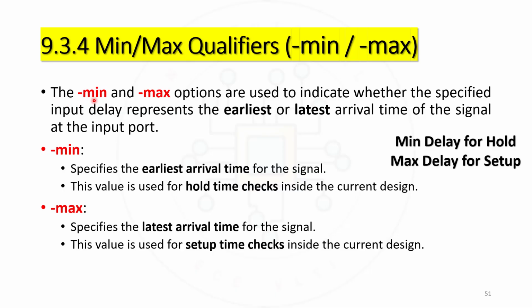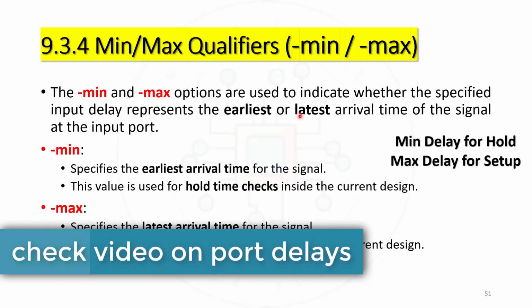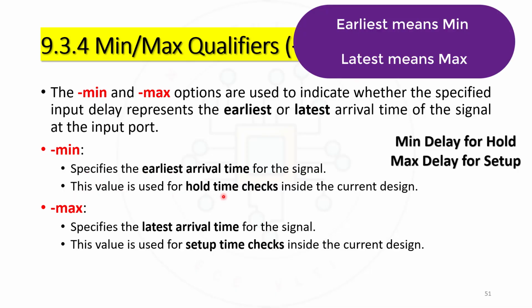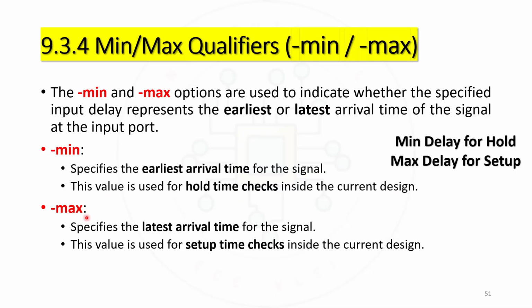The hyphen min and hyphen max options are used to indicate whether the specified input delay represents the earliest or the latest arrival time of the signal. I have made a detailed video on what is meant by earliest time and latest time, so please check that video. If not, I will include that link in this video description. Now coming to hyphen min, it specifies the earliest arrival time for the signal. This value is used for hold time checks inside the current design. If it is hyphen max, it specifies the latest arrival time for the signal. This value is used for setup timing checks inside the current design. So simply remember this point: if it is min delay, it is used for hold analysis. If it is max delay, that value is used for setup analysis.